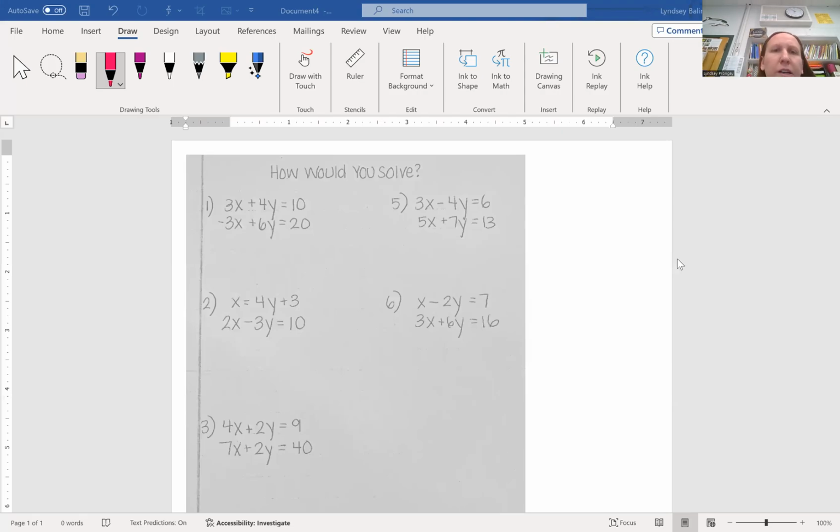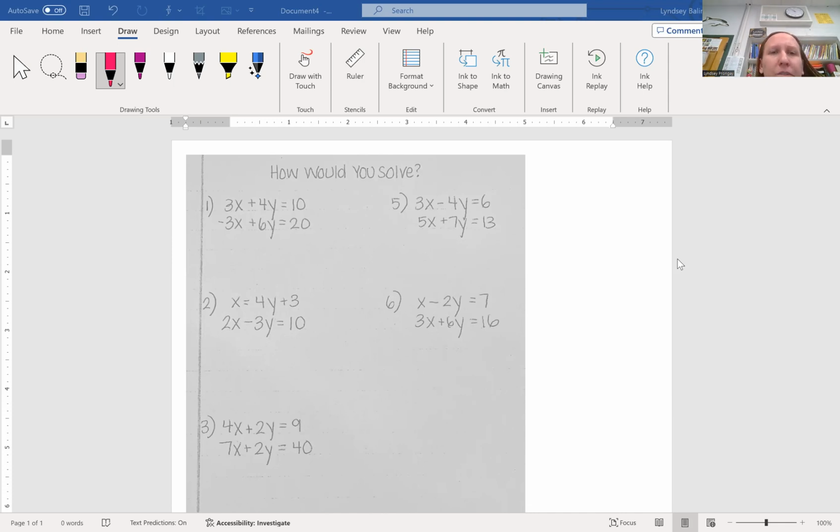Okay, now that we have done all three methods of solving systems of equations, graphing, substitution, elimination, we're going to talk about making decisions about what you would do to solve different systems. Because ultimately, there will be some questions where I say solve using this method, but there may be some where I say solve using whatever method you want. So how do you decide what method is going to be best for you?